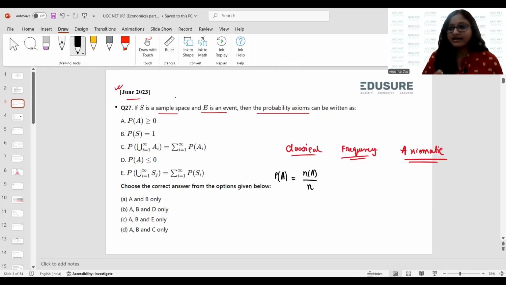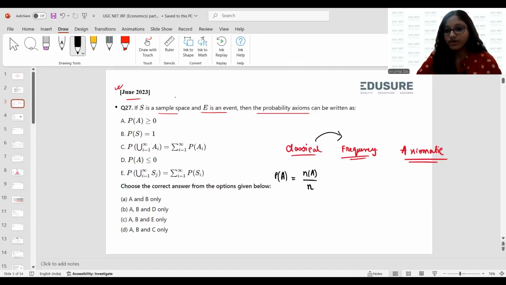But there are some severe problems in the classical definition. What were they? If the total number of outcomes tends to infinity, then this classical model fails. Also, another problem was that we have assumed all the elementary events are equally likely. That is also not the case in real life scenarios. These are the 2 major limitations of the classical model. That is why we have to move to a more advanced method, the frequency approach or the statistical approach, where we say that for a random experiment E, A is the event associated with E.